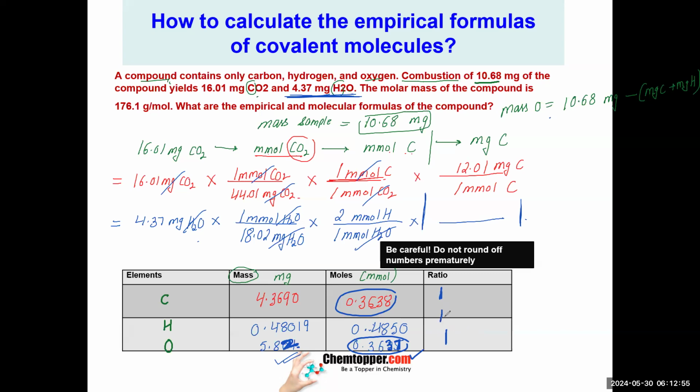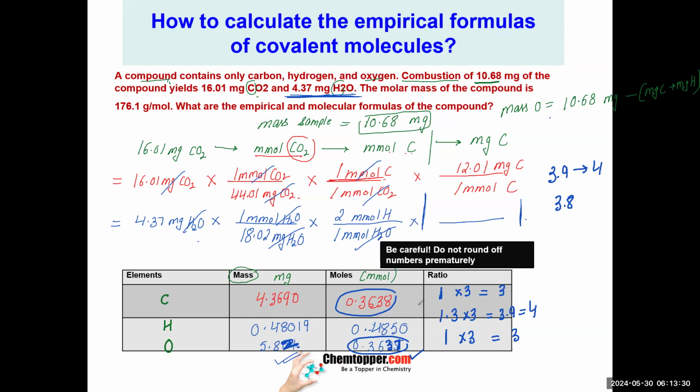This is 1.3. Hydrogen is 1.3. So I think it's better to multiply everything by 3. And then you get 3, 3.9, which is taken as 4, and 3. Understand, children, if it is 3.9, you can make it 4. But if it is 3.8, do not approximate. 3.8 cannot be taken as 4.